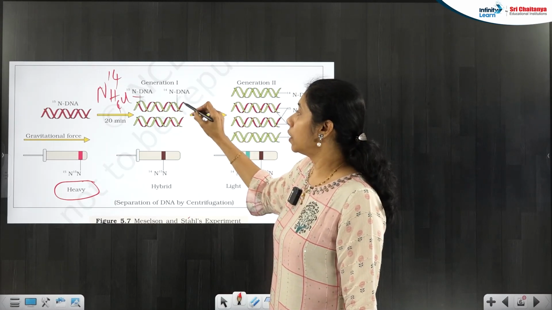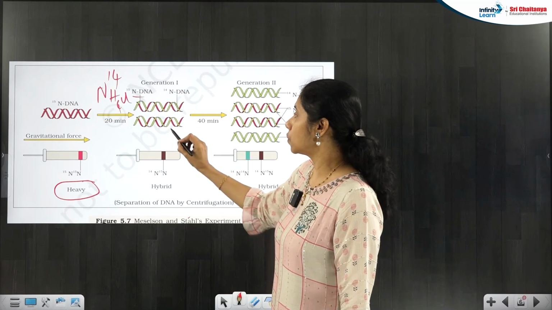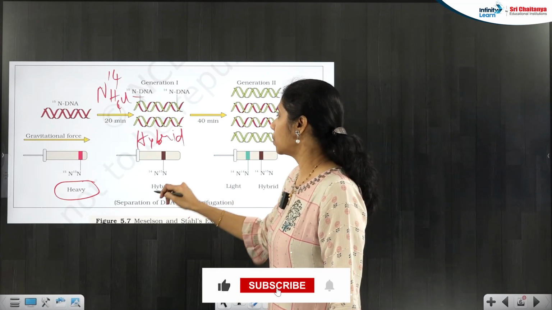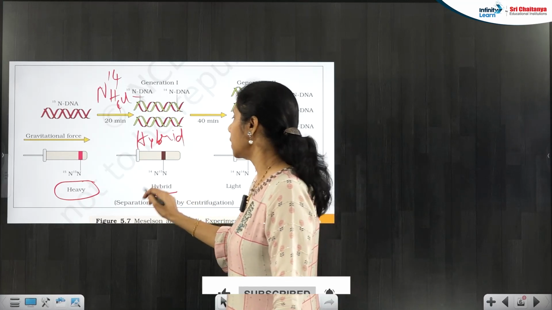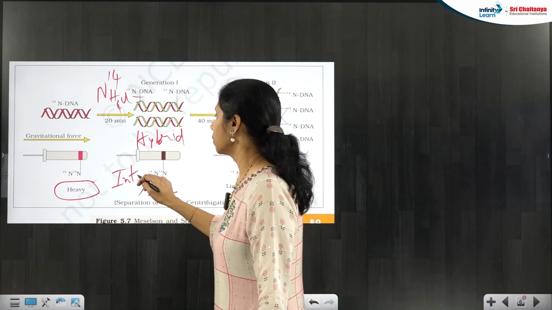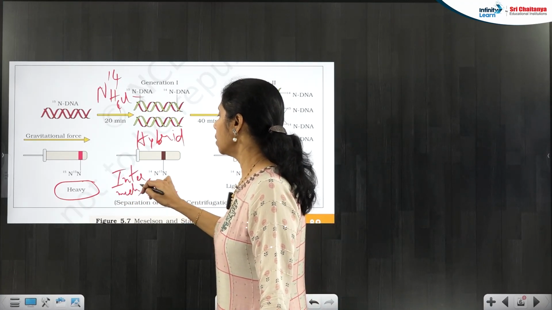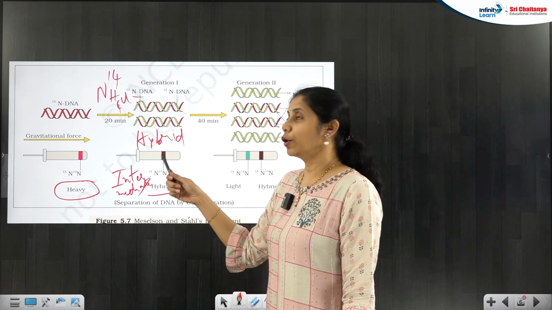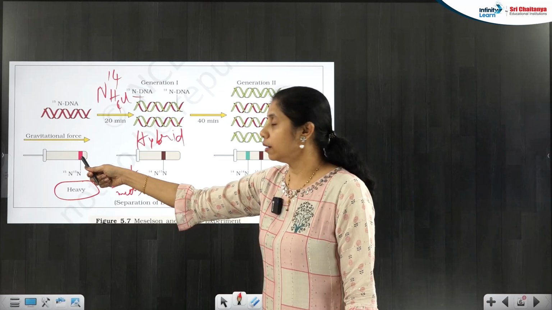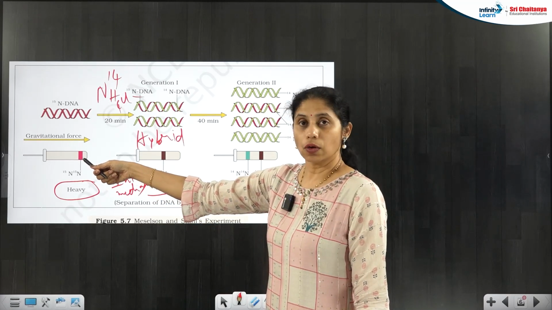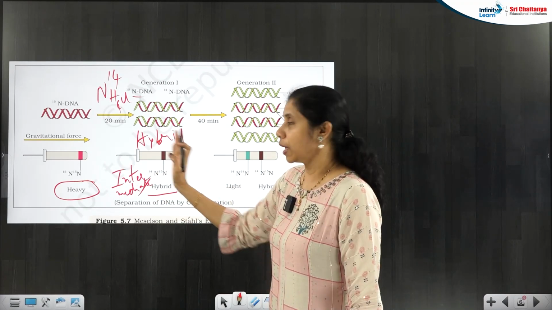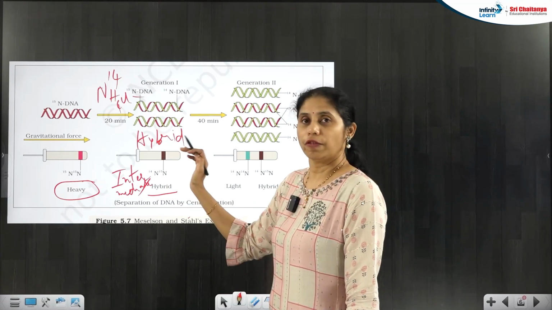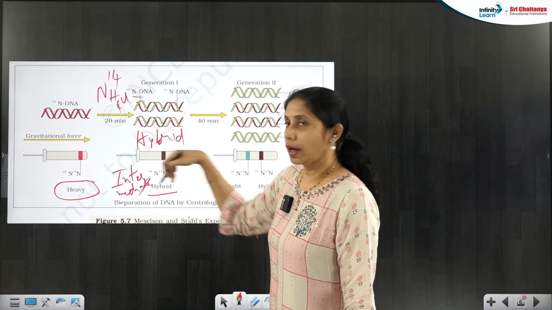So, this has a combination of N14 and N15. These are called hybrid DNAs or intermediate DNAs, because it is a combination of N14 and N15. You can see clearly here that earlier it was almost near the base, but here the band formed became a front band. So, it is going ahead.